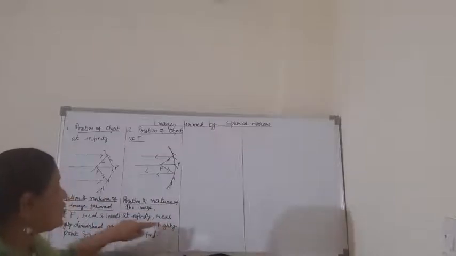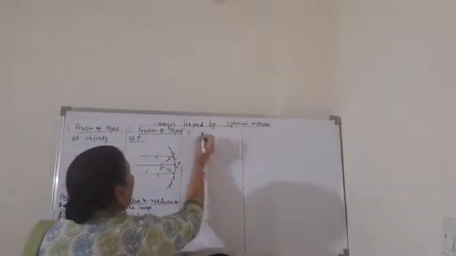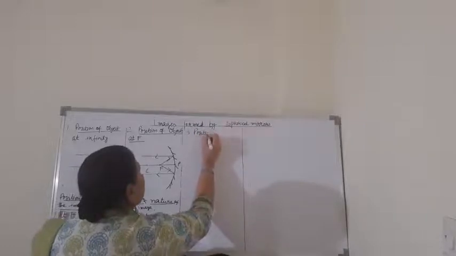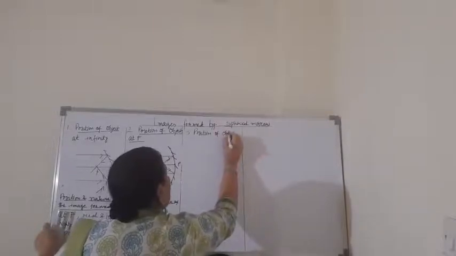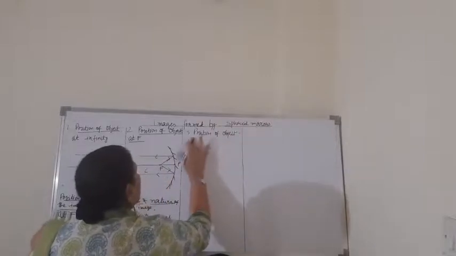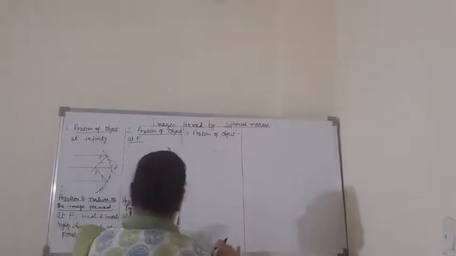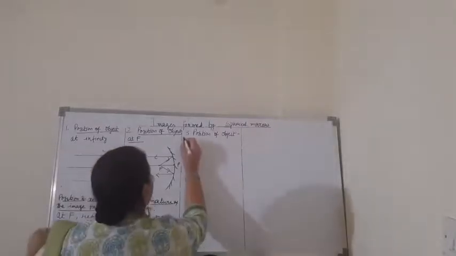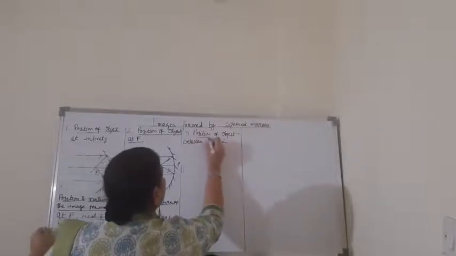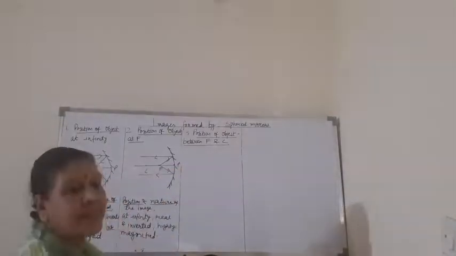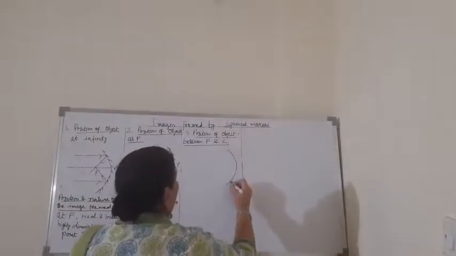So for the second position of the object, the image is formed at infinity, which is real and inverted, and it is highly magnified. For the third position, I am taking the object between F and C. So the third case is when the object is placed between the principal focus and center of curvature. Let's see how the image is formed.